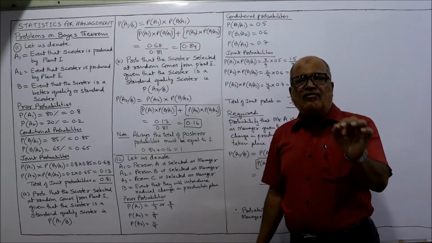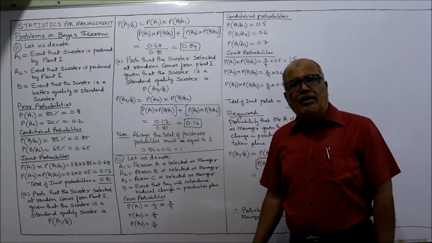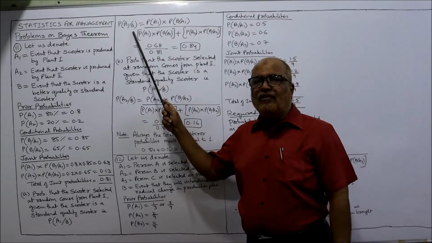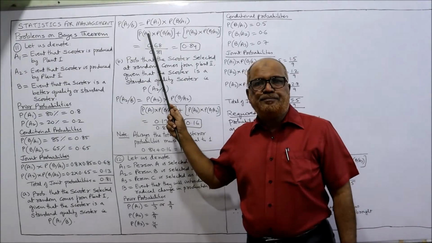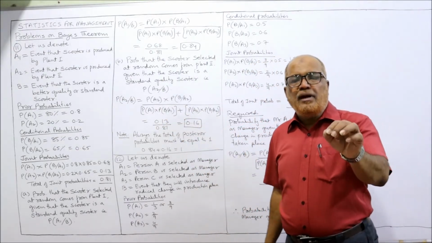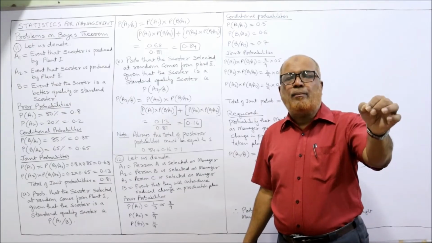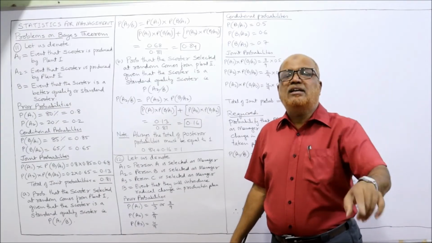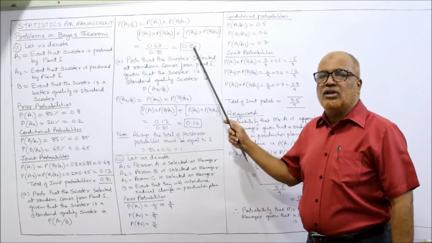The 0.84 is the posterior probability. What is that? P of A1 given B. The probability that the scooter is coming from plant 1, given that it is a better quality scooter, is 0.84.